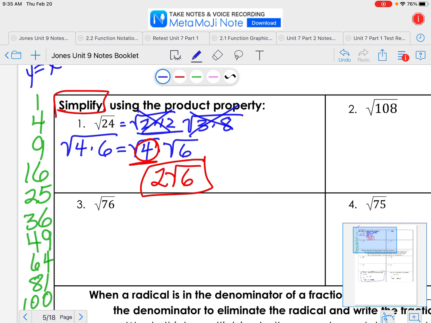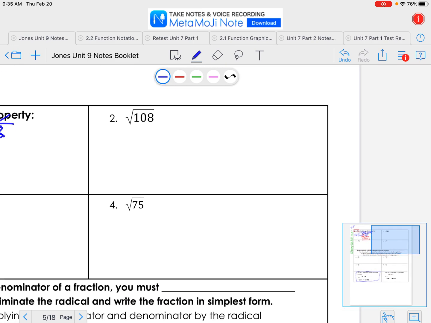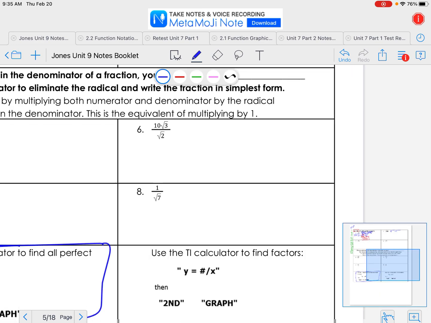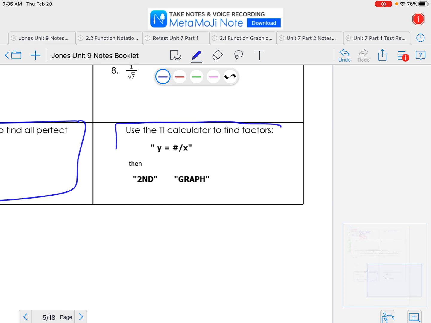So what I'm going to do on this one is I want to see, can I split it into the product of a perfect square and another number? Well, what if you don't know your factors of 108? You do this. You go to y equals, you put the number.